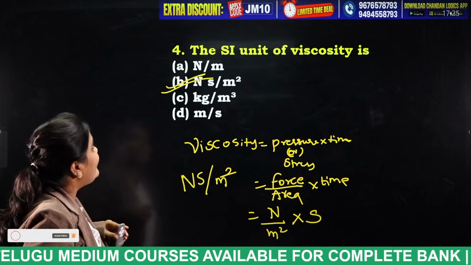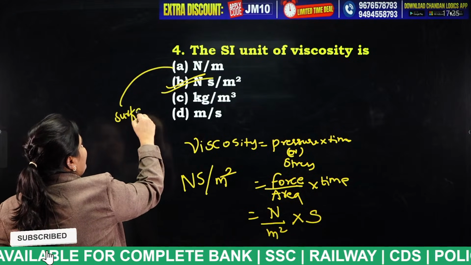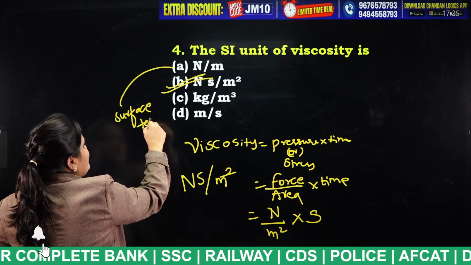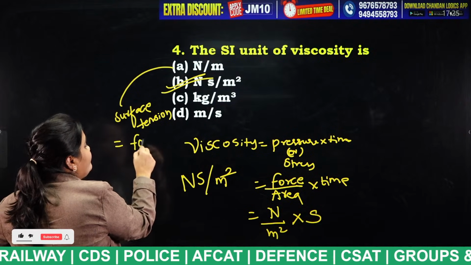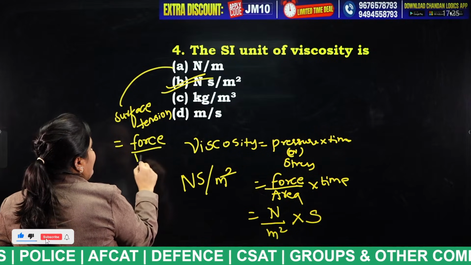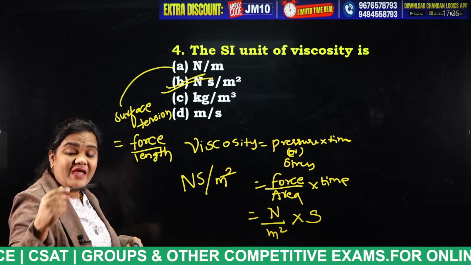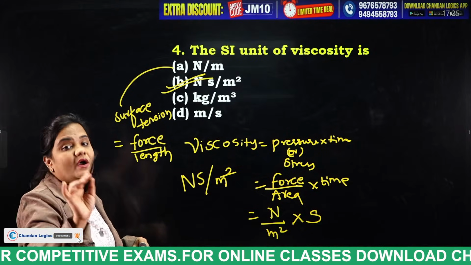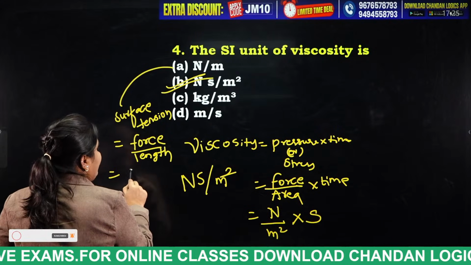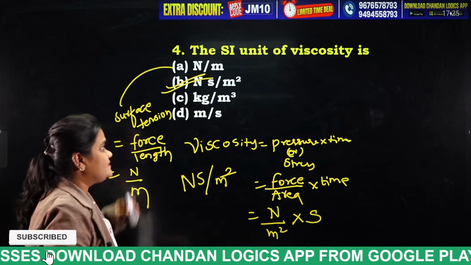And Newton per meter is the unit for surface tension. So what is the formula for surface tension? Formula for surface tension is force by length. Okay, force by length. If we apply any force upon the length, we say it as what, students? Surface tension. So Newton per meter, this is the unit for surface tension.